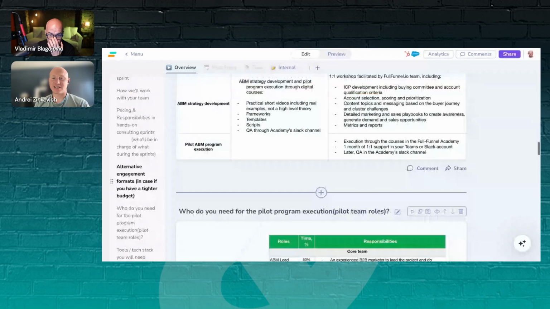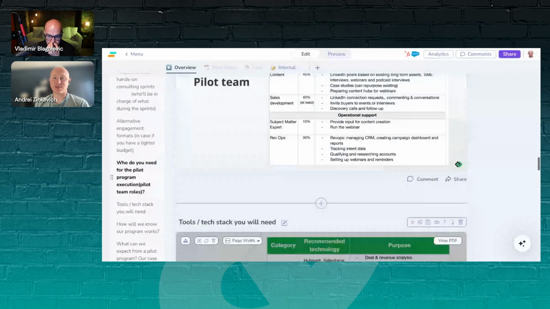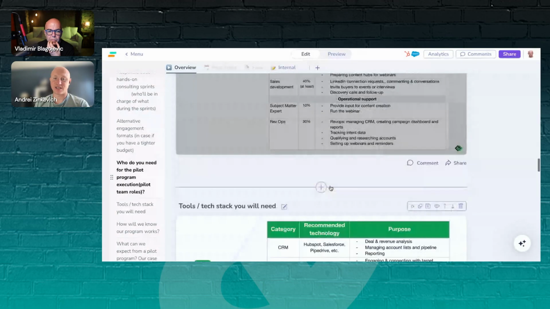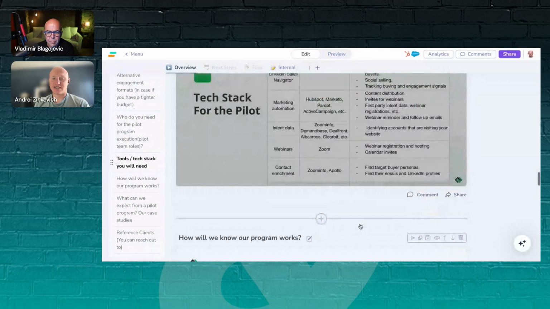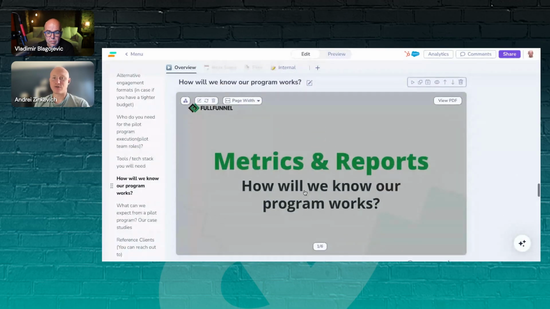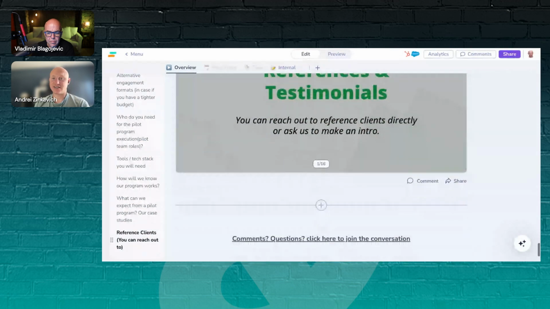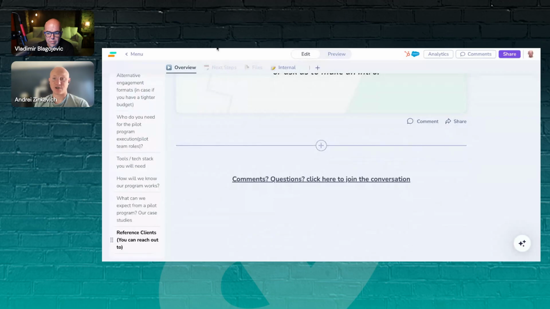Price and responsibilities, alternative formats, the team that they need to secure, right? And the responsibilities of the team and the time involvement, the technology stack, how we're going to measure the success of our program, the case studies and references and testimonials, right?